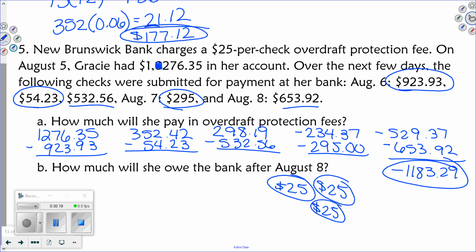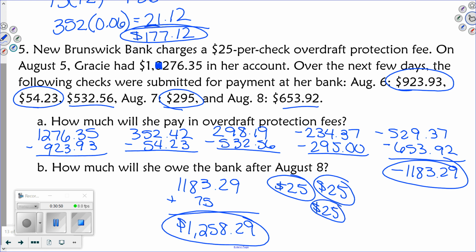Okay, so how much will she owe the bank after August 8th? She's going to owe the bank all of that, right? She owes them $1183.29 and $75. And every day that she doesn't pay that back, she's going to get charged more. So $1183.29 plus 75 is $1,258.29. That's if she pays it back on that day. Because if she doesn't pay it back on another day, she gets charged more fees and more fees every day that happens.